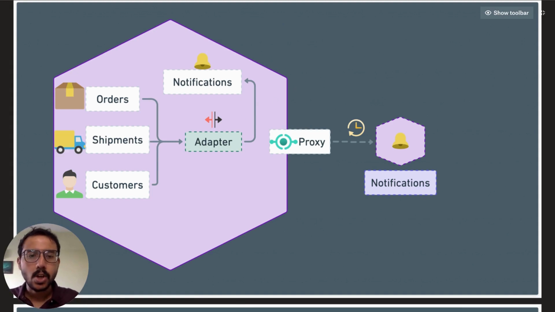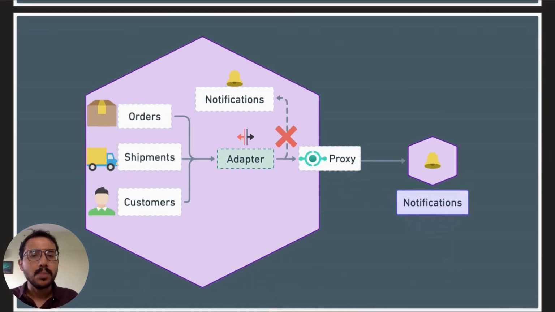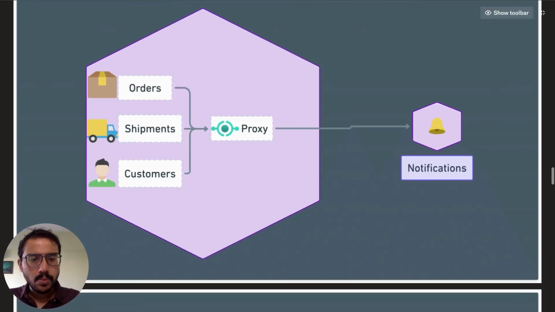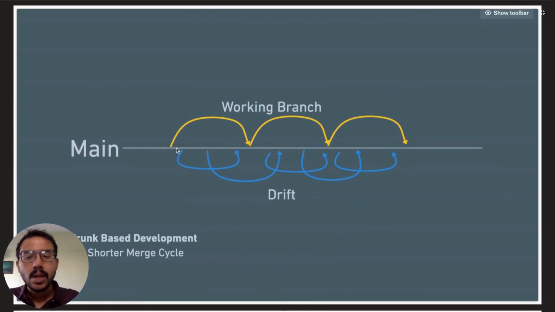This technique is called branch by abstraction. It lets us make changes bit by bit without causing any big problem in our main code. So we can continually merge to the main source control branch without risk. Now it's part of a technique called trunk based development. Here we can just make smaller changes and we can continually merge them to the main source control branch.